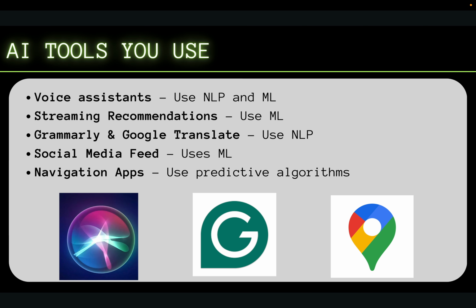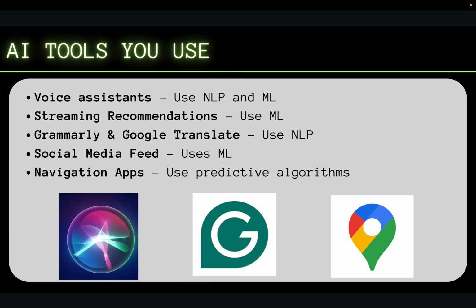If you have streaming recommendations, so when you go to Apple Music or Spotify or Netflix and it says, hey, this is for you, it's basically collecting your data of what you watched in the past or what you listened to in the past and making a recommendation, hence machine learning. So your machine is learning about you and giving you things that you would love.